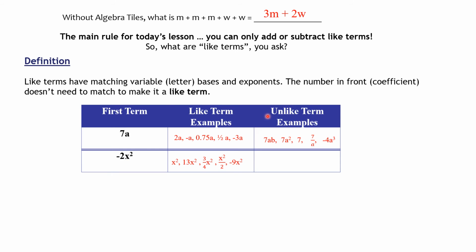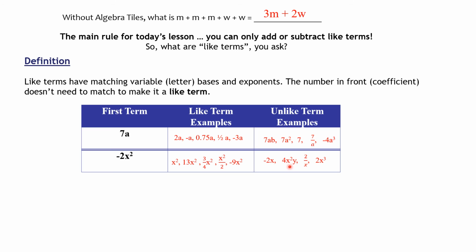So unlike terms, just as important that we identify these ones. Looks a lot the same, right? Doesn't it? These two look very, very similar. Aren't these like terms? So what's wrong with it? Why is this in my unlike column? It's because it doesn't have an exponent too. They have to have matching variable and exponent.